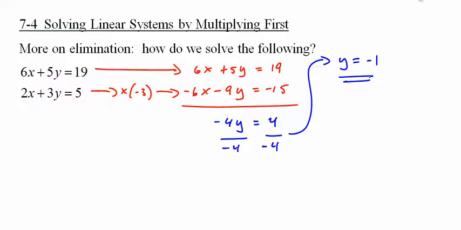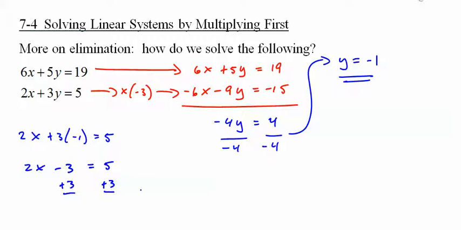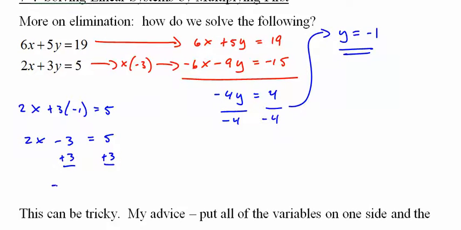I think that's correct. Find out in a second if I'm not. Last lesson I made some mistakes and then I had to go back and fix them. So let's put it into the bottom one. 2x plus 3 times negative 1 equals 5. 2x minus 3 equals 5, plus 3, plus 3. 2x equals 8. X equals 4. So here's our 4 comma negative 1.